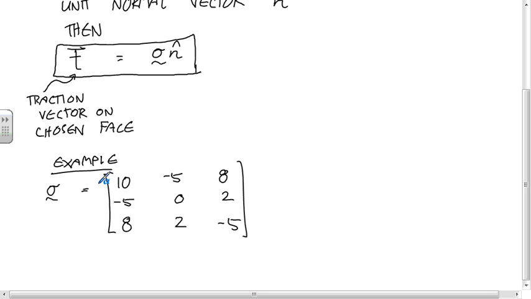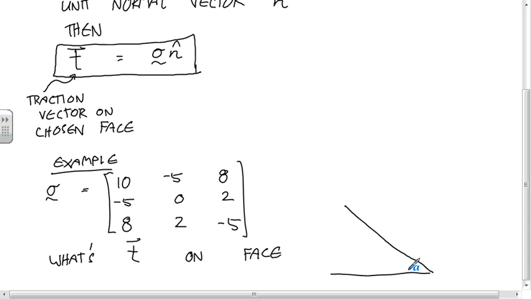So if this is the stress tensor, what's the traction vector on this face? So say this angle is 45 degrees, and this is our outward normal, okay? And using that same coordinate system, where this is in the xy plane. Okay, so how would you calculate the traction on this face?